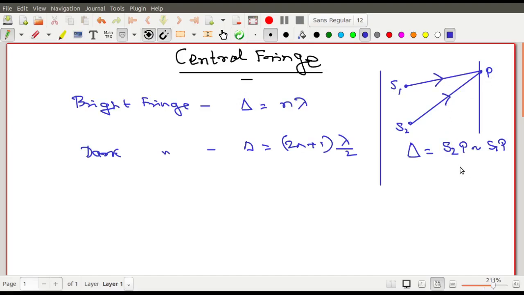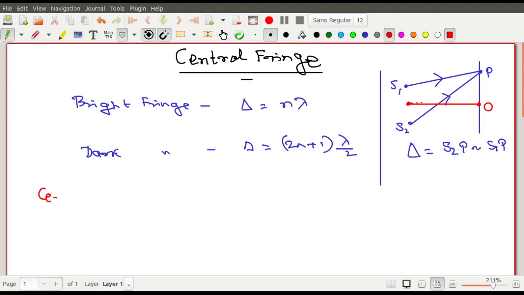Now what is a central fringe? How do we define a central fringe? A central fringe is produced at the point where, you have to find the center of the two sources, and from the center you need to join it to the screen. The point that I obtain on the screen is known as the position of the central fringe. So point O is the position of the central fringe.